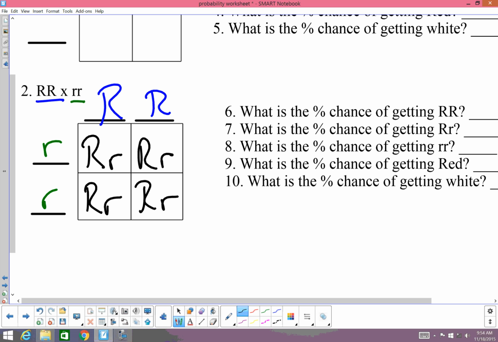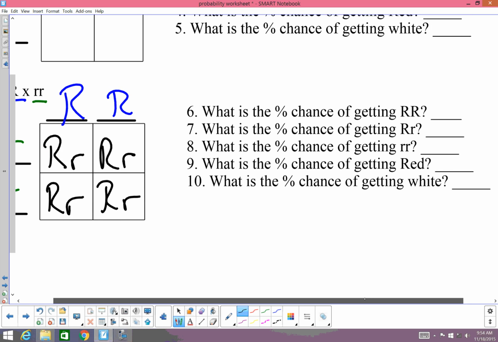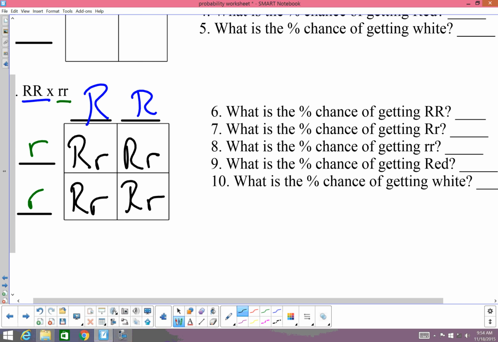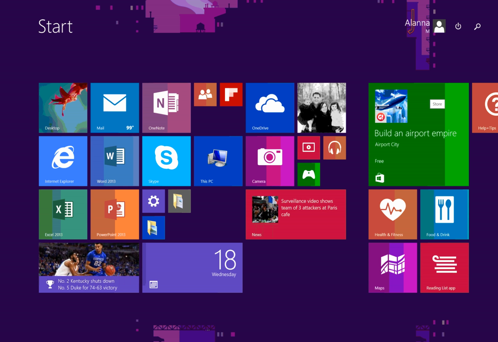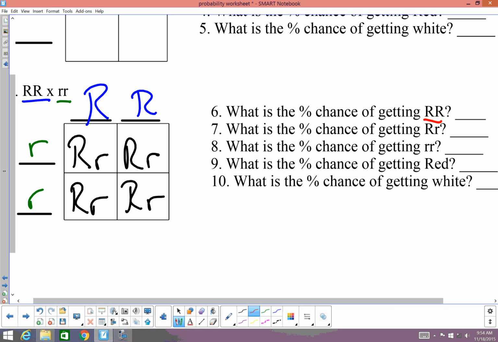Okay, so now let's answer the questions. What is the percent chance of getting 2 capital R's? Do you see any of that in the Punnett square? So let's see, do we see any of this? Okay, sorry about that. Let's keep going. So there is a 0% chance. What is the percent chance of getting heterozygous? We have 1 box, we have 2 boxes, we have 3 boxes, and 4 boxes. So altogether, that's 100%.